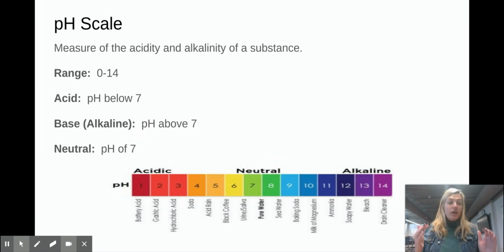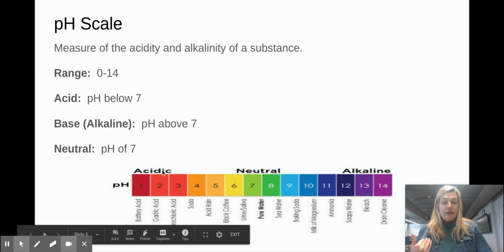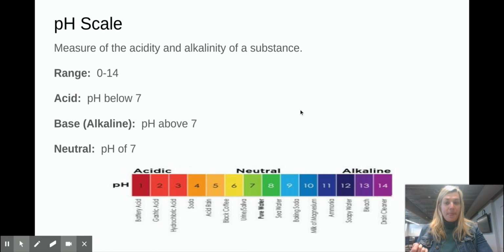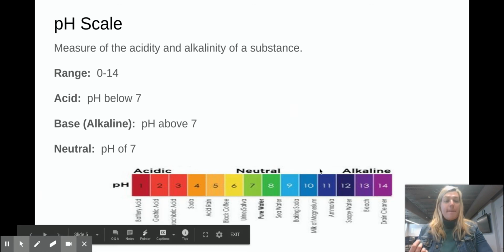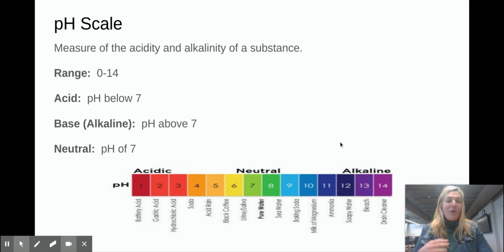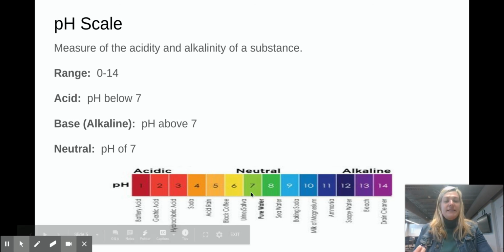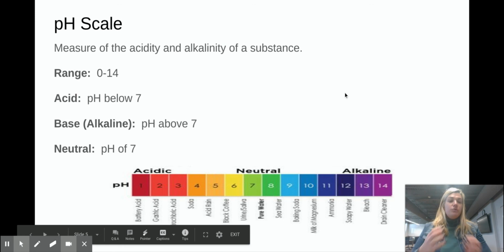Since it's a scale, we're going to have numbers. The range of the pH scale is 0 to 14, and you can't have anything outside of that. Anything that is below 7, so 1 through 6 right here, is going to be considered acidic, whereas anything above 7 is going to be considered alkaline, or a base. And then 7 is where we're neutral, so something that is neither an acid nor a base.